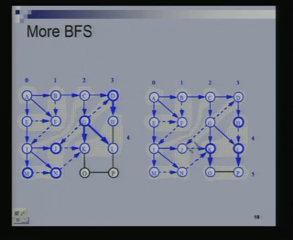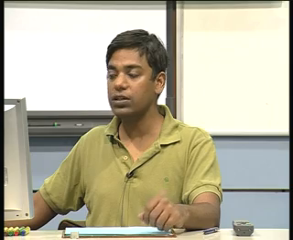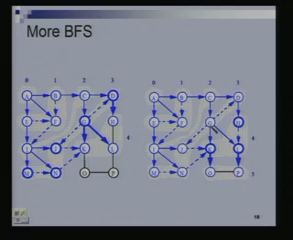Why are they at the same level? Because they both get the same label, the same level number. It's not necessary that they get the same level. It is necessary, right, because they are both adjacent to vertices which have label 2.